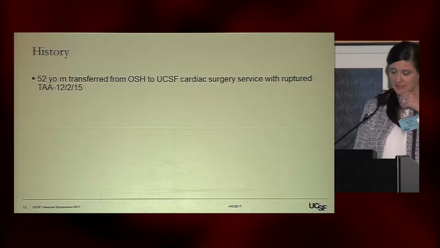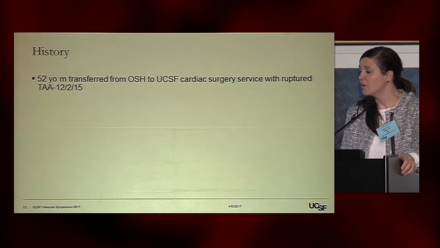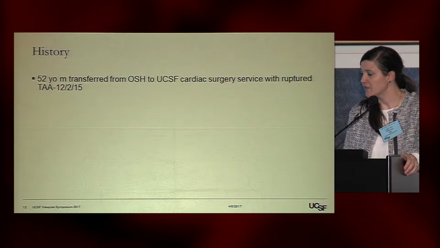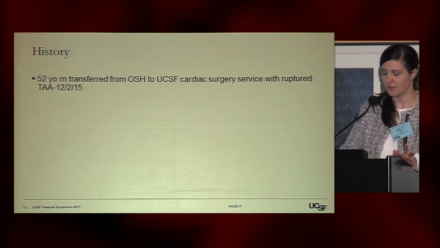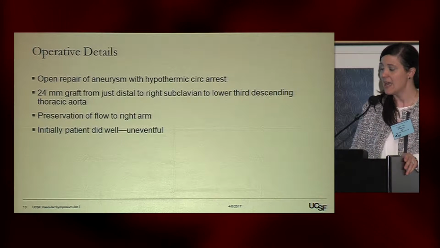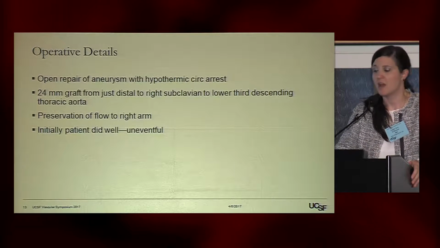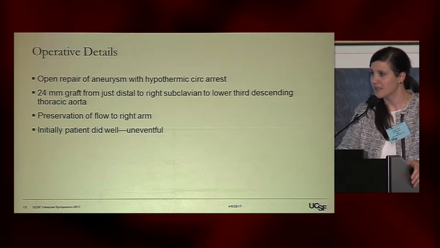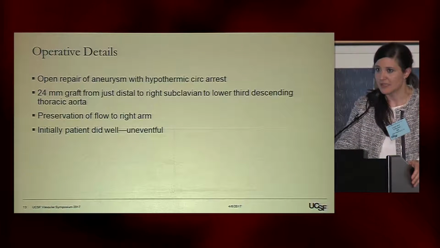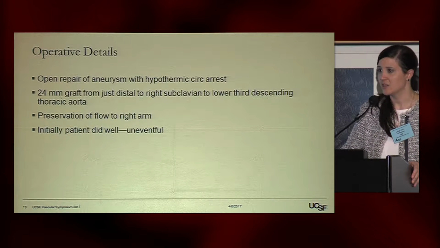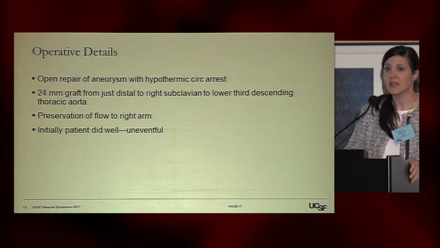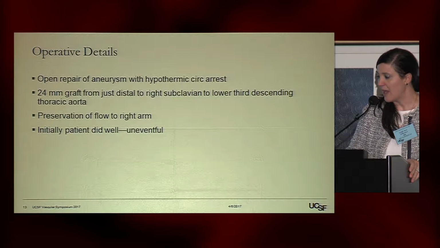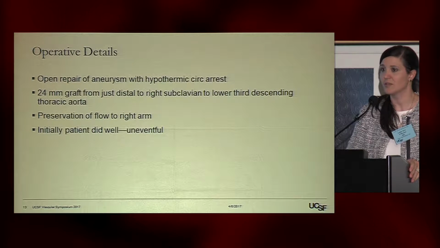So this is a 52-year-old male who was initially transferred from an outside hospital to our cardiac surgery service with a ruptured AAA. Now, a little bit of history about this guy. Initially, he had presented 6 weeks prior to an outside hospital with a ruptured thoracic aneurysm as a complication from a type B dissection. He underwent an open repair of this aneurysm under hypothermic circulatory arrest with a repair with a 24 millimeter graft that was sewn just distal to his right subclavian.